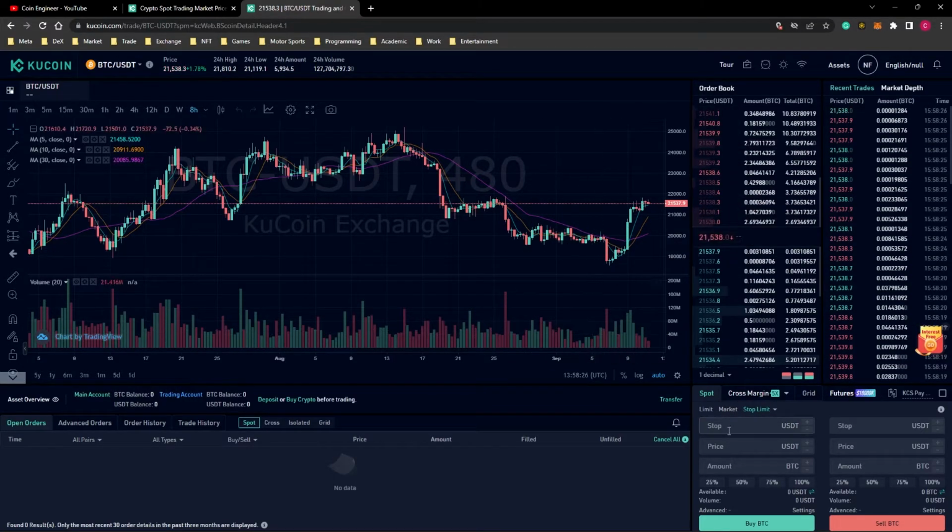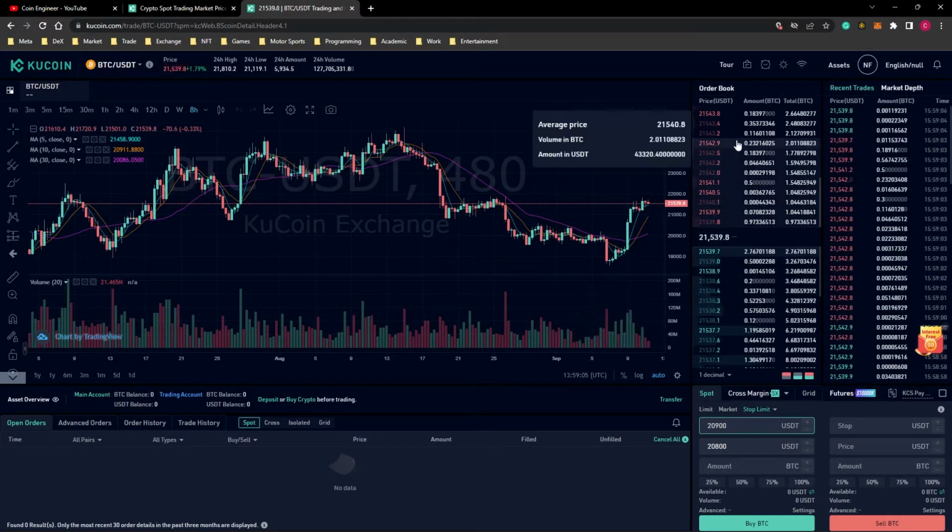In this way, I can create a sell order at 20,800 and place a trigger for it at 20,900. If the price falls to 20,900, my sell order will open at 20,800. Here we have the order book to track current buy and sell positions.